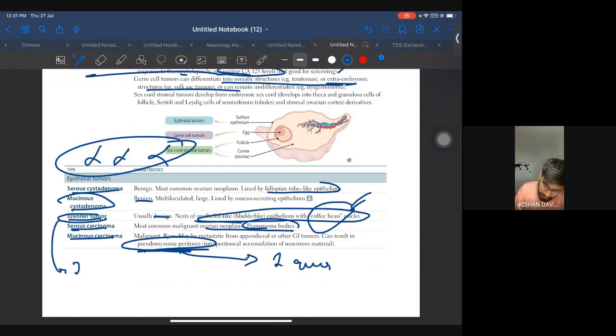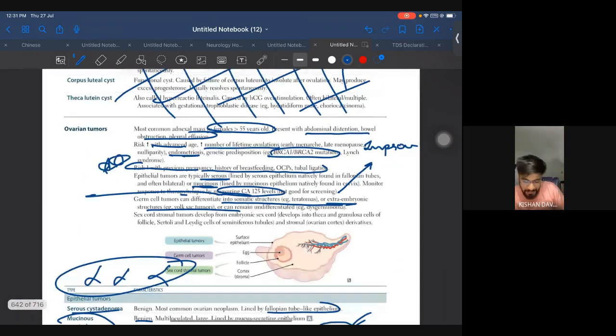ब्रेनर ट्यूमर का एक क्वेश्चन और म्यूसिनस कार्सिनोमा का वन क्वेश्चन, दैट्स इट. बाकी इस पेज में ये आपको बस रिस्क फैक्टर्स याद करना है, नथिंग एल्स.